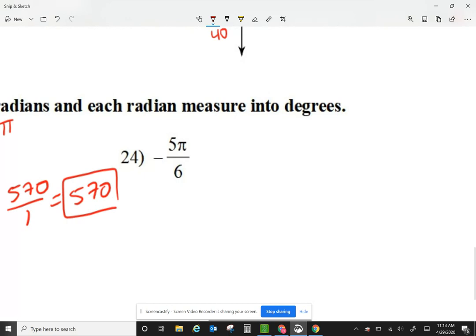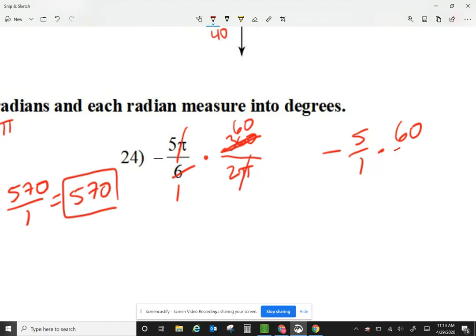Now let's take a look at number 24. I'm going to write this as 360 over 2 pi. I'm going to simplify. 360 with the 6 becomes 1 and 60 because I divided each by 6. The pi with the pi cancel out. So right now, I have a negative 5 over 1 times 60 over 2.